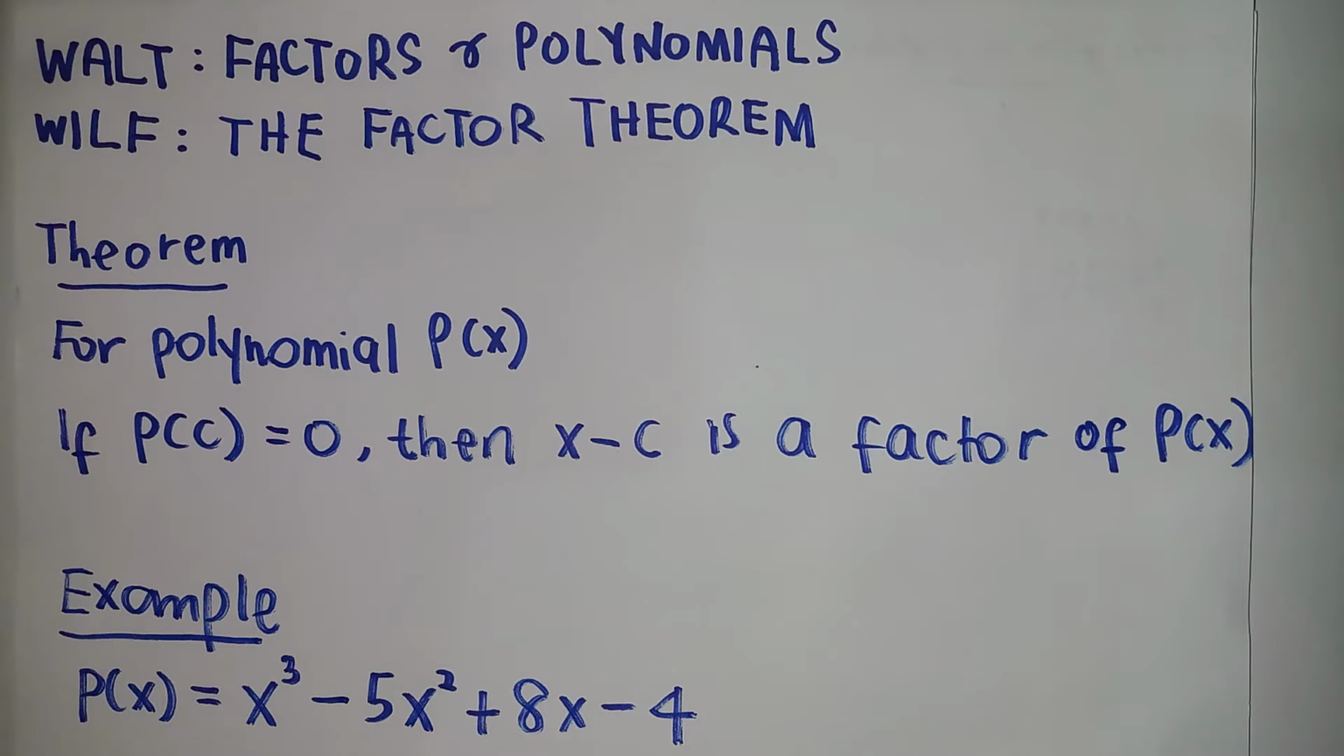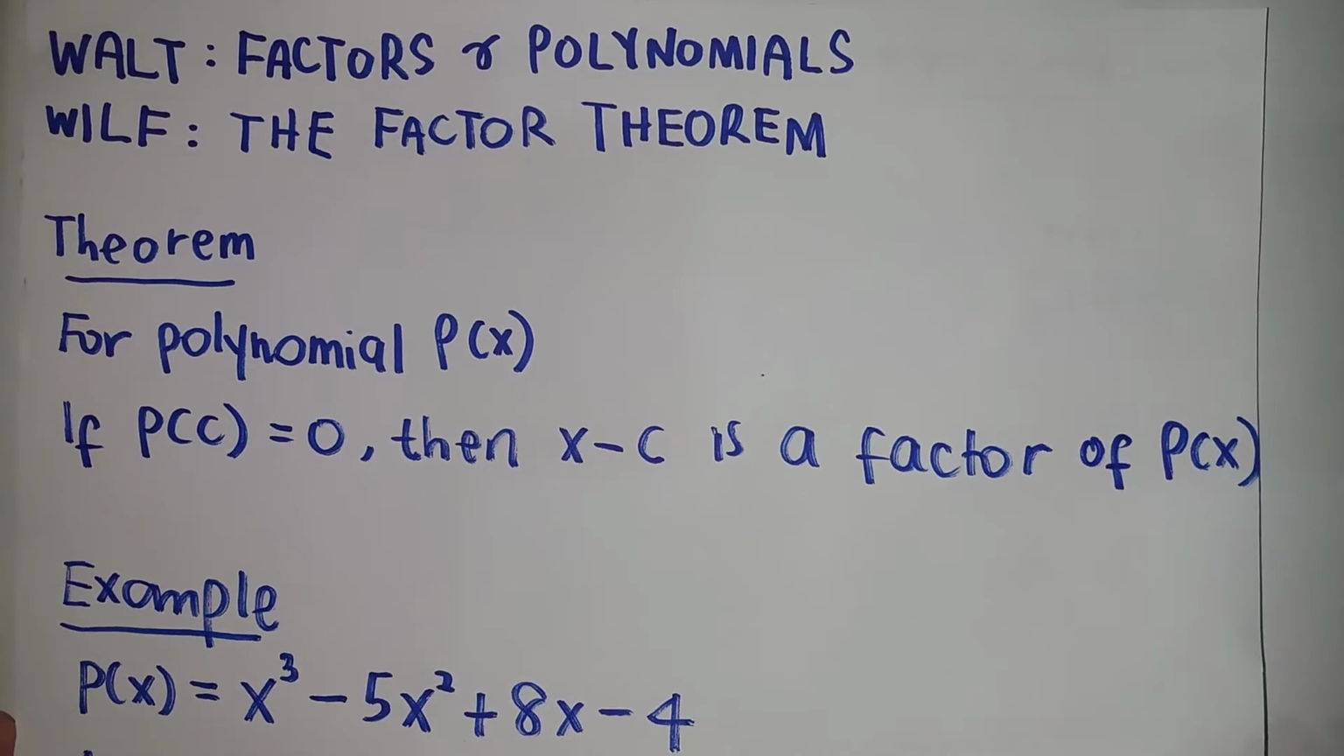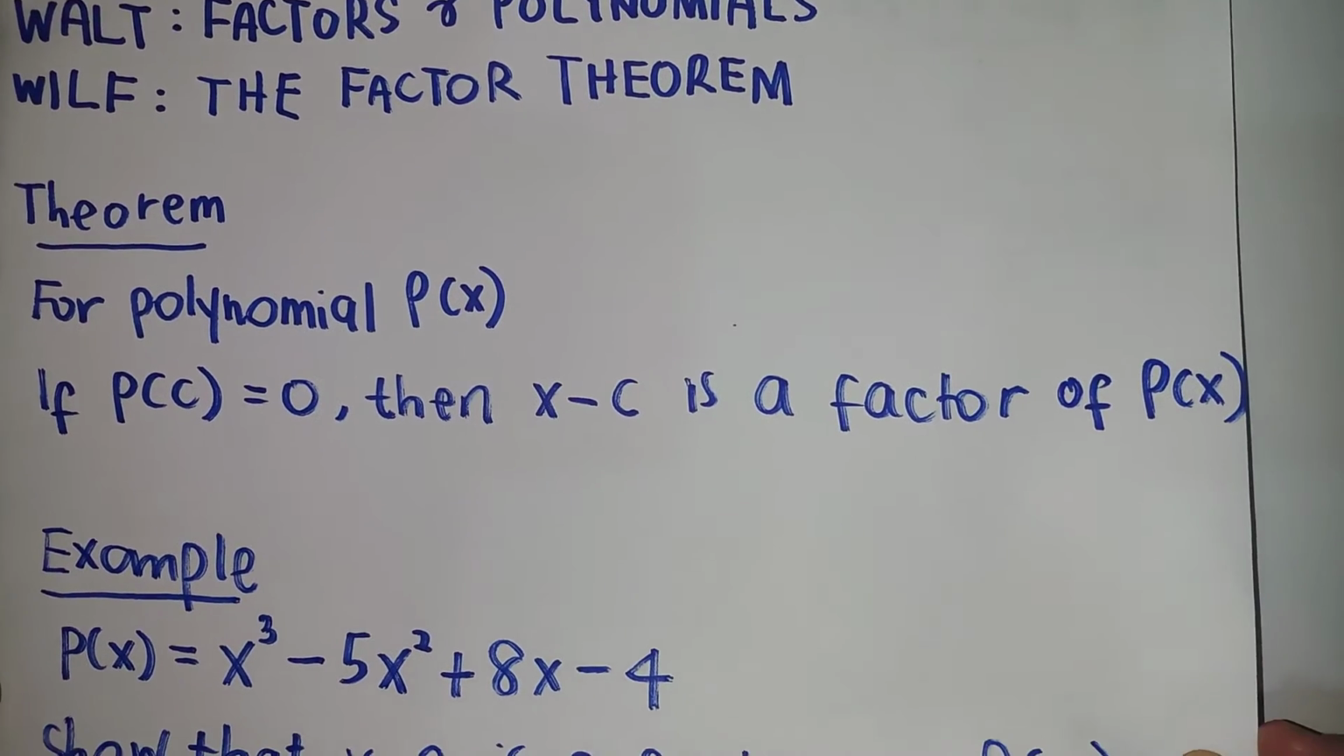Okay, so let's start. The factor theorem states that for polynomials P(x), which simply means any equation with power more than 1, let's say you can have x squared plus 3 plus 2x, or you can have x cubed minus 4x squared plus 3 and so on. As long as you have x to a power more than 1, that is what we call a polynomial.